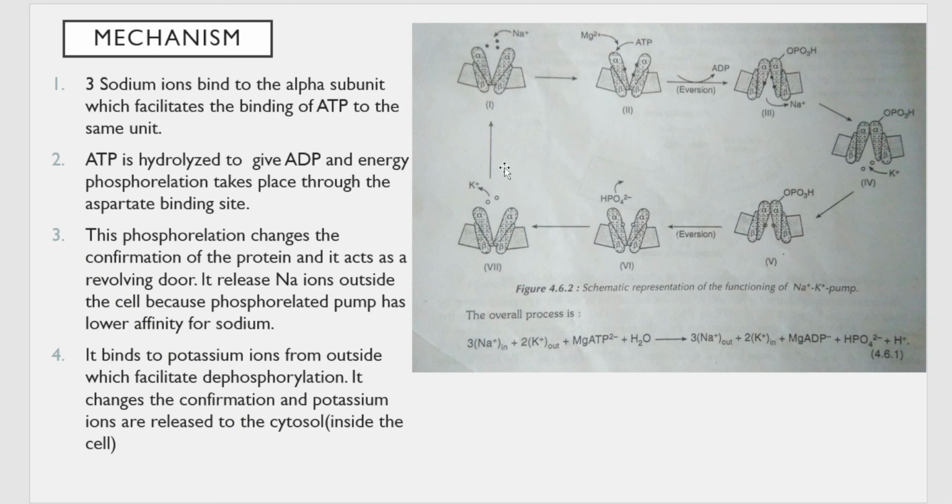So in simple words, I'll tell it like this: three sodium ions come and bind to the alpha subunit. Because of three sodium ions binding, next ATP comes and binds to the alpha subunit. As soon as ATP binds, ATP is hydrolyzed to ADP, and along with that, phosphorylation takes place. Because of phosphorylation, this revolving door changes its conformation. In this conformation, it has lesser affinity for sodium ions, so sodium ions are thrown out, whereas this conformation has more affinity for potassium ions, so it takes up the potassium ions.